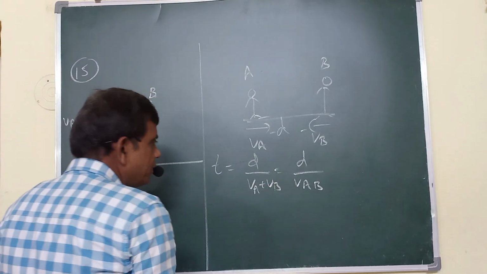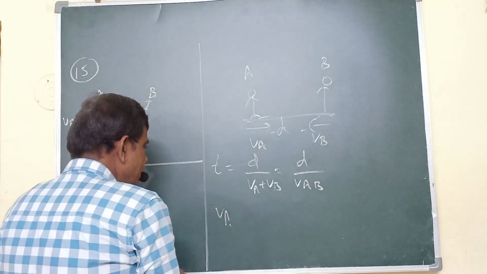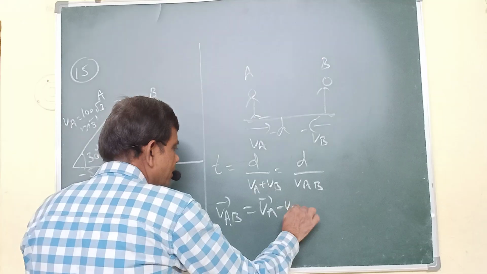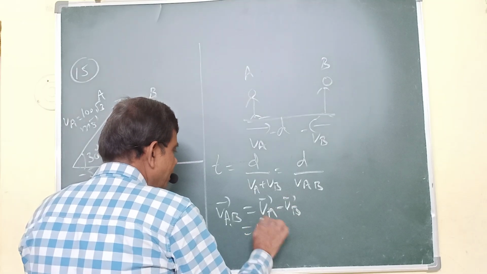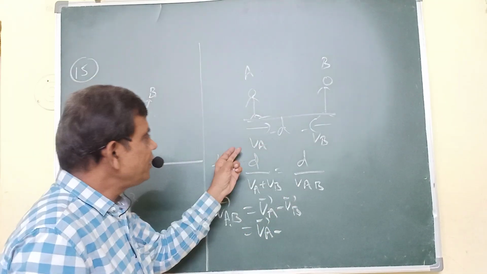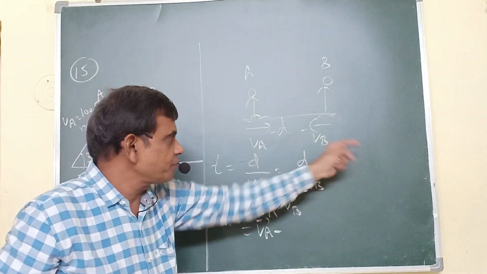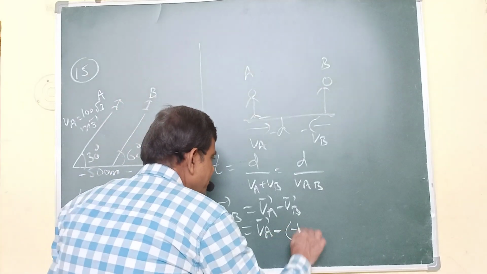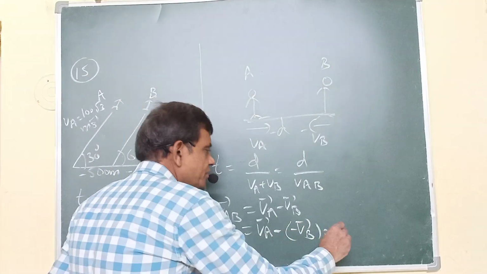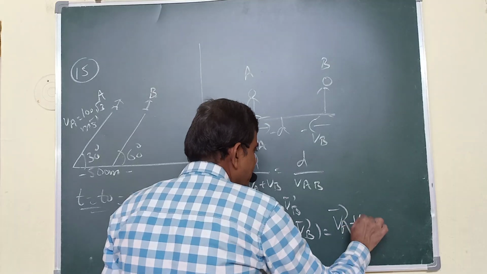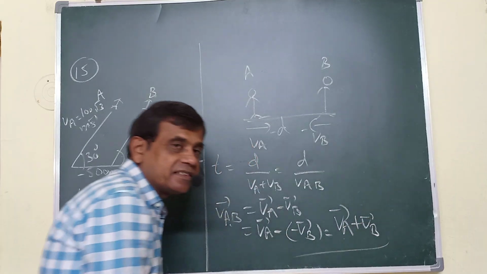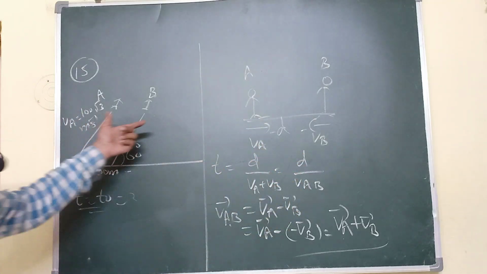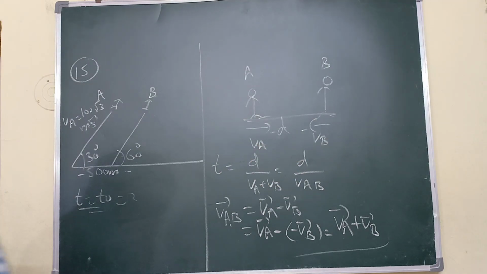For example, VAB you write as VA minus VB. VA is moving along the I direction, the X direction, and VB is along the X dash direction, so minus I. So here I write minus VB. Totally what happens? VA plus VB. That is the concept, and this concept we are applying. This belongs to a straight line, but this belongs to inclined. That's all, but the concept is the same.